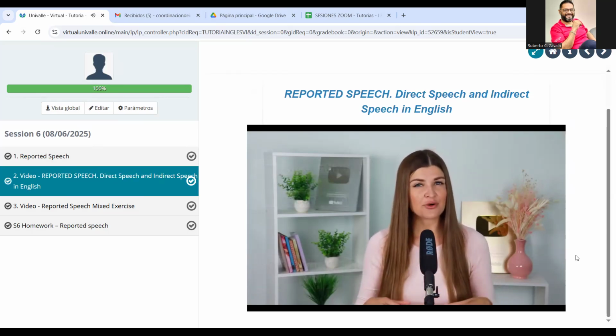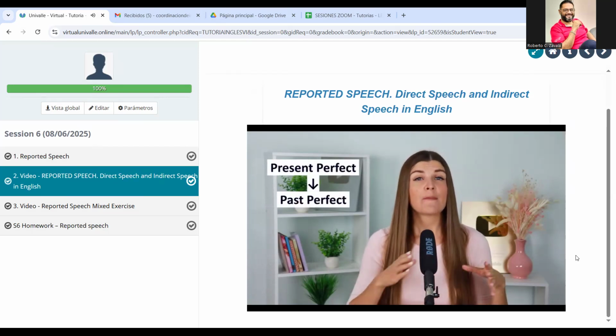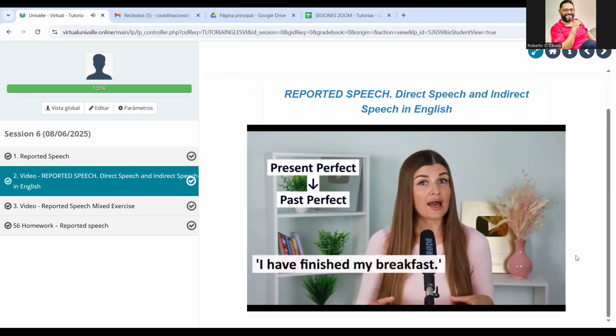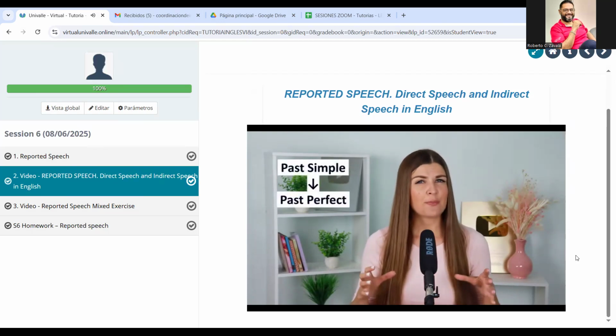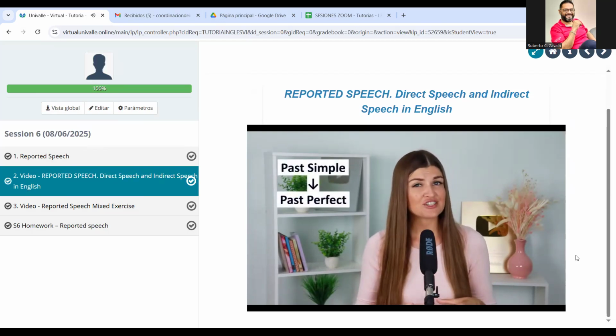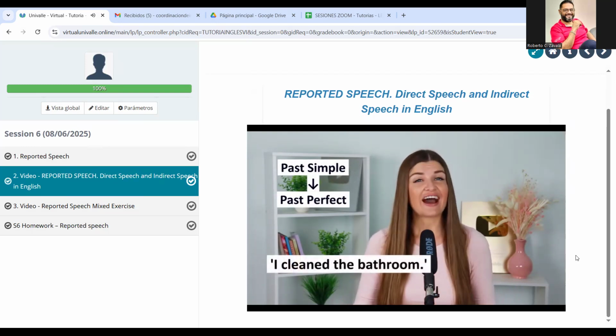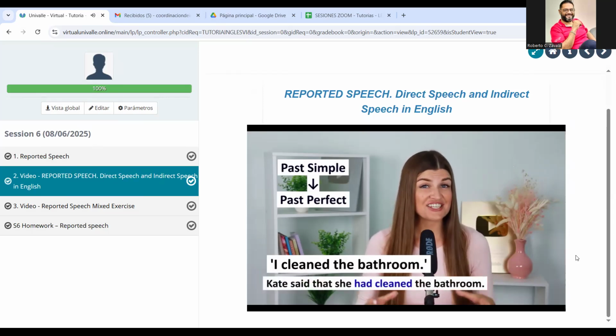When we have present perfect, we change it to past perfect. I have finished my breakfast. Kate said that she had finished her breakfast. When we have past simple in the direct speech, we change it to past perfect in the reported speech. I cleaned the bathroom. Kate said that she had cleaned the bathroom.